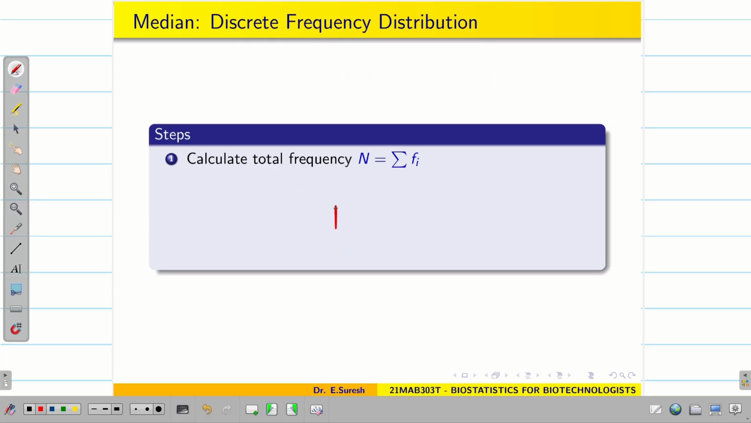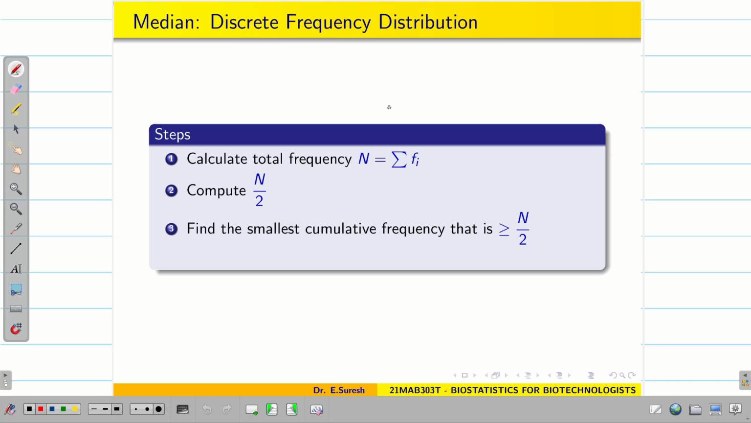First, to find the median, we have to find the sum of all frequencies and take it as n. Once you find n, compute n by 2 and then we have to find the cumulative frequency. Once you find the cumulative frequency, find a number which is greater than or equal to n by 2.